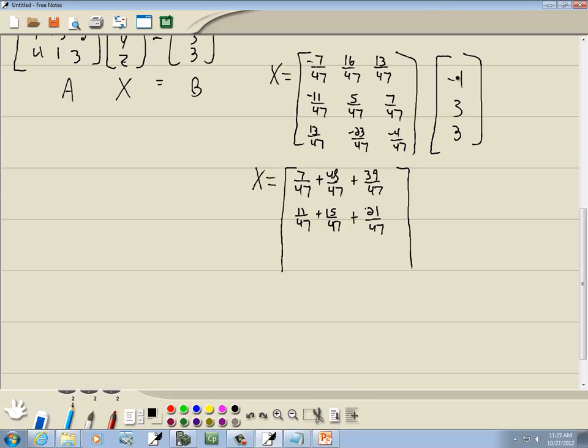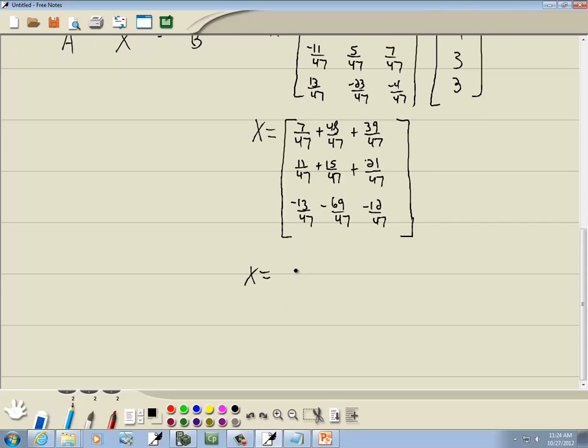Then our third row times this column. That gives us -13 47ths minus 69 47ths minus 12 47ths. Assuming I didn't make a basic math error. Okay. 48 plus 39, that's 87. Plus 7 is 94. So 94 over 47ths, which is 2, I guess.